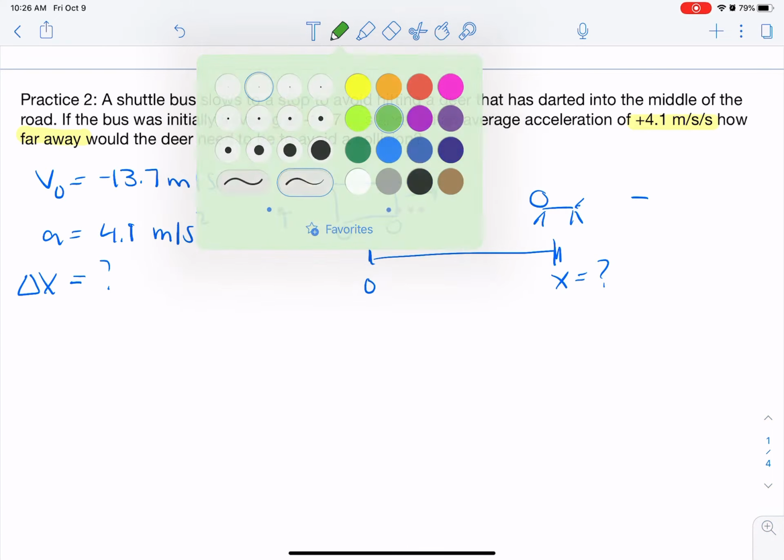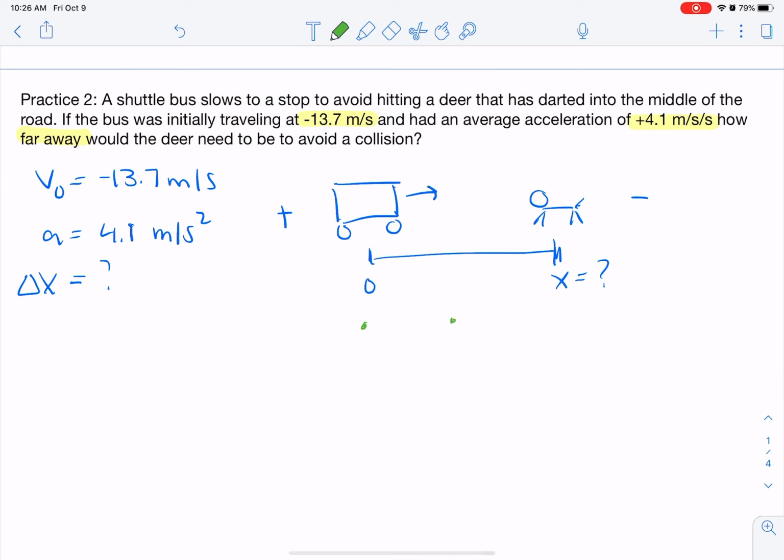Now let's make a motion diagram. We know that he is slowing down, so our dots should be getting closer. Negative this way, positive this way, 0. And then our change in velocity is towards the bigger arrows.